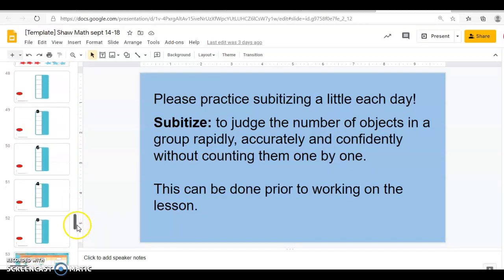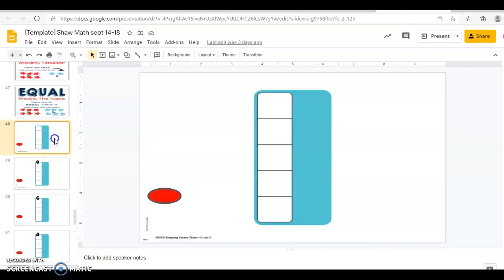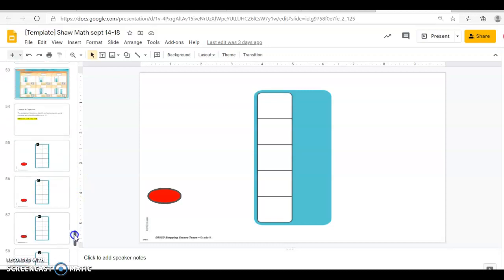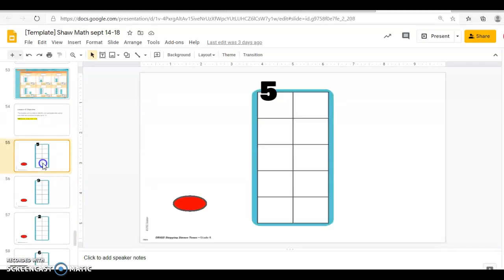And we worked with these numbers yesterday on a 5-frame. And so we're going to continue on working with building these numbers using a 10-frame. So yesterday was a 5-frame. A 5-frame only has 5 spaces. A 10-frame has 10. So this is an interactive activity.